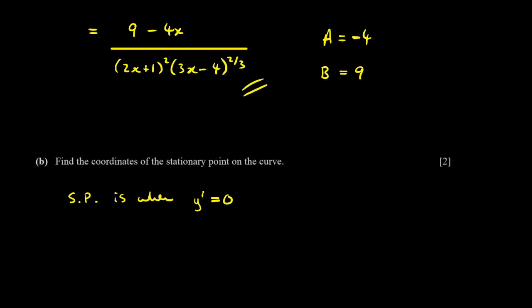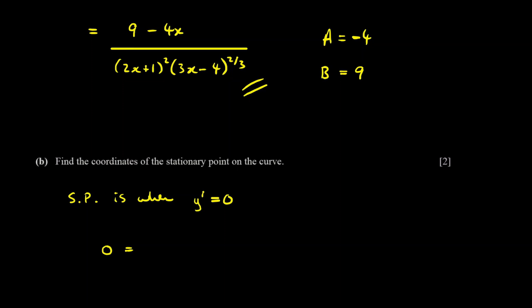Okay, so we're in part B now, which is to find the coordinates of the stationary point of the curve. Well, what is a stationary point? A stationary point is when the gradient is 0, which is another way of saying when y prime is equal to 0. That's the definition of a stationary point. But we've already found out what y prime, or dy dx, is. It's this thing here. So we've got to set that equal to 0, so 0 is going to be equal to this whole thing here.